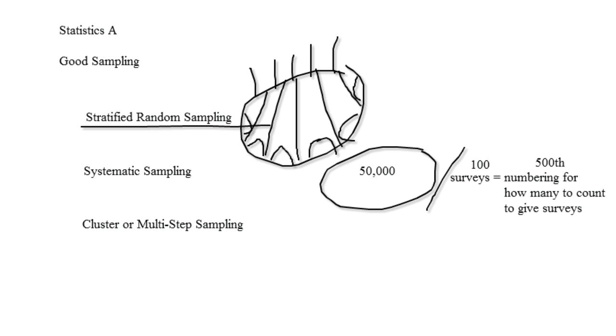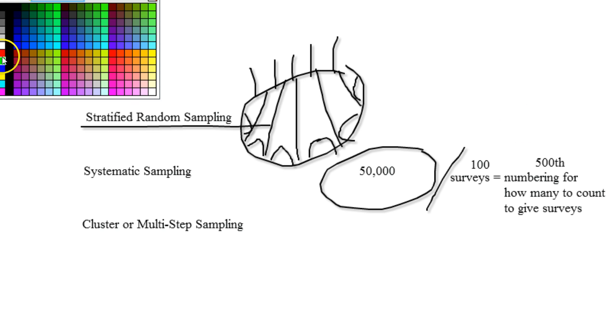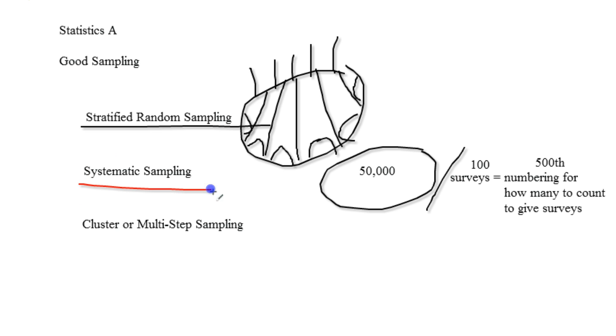Now that's when you have a list of names. If you do not have a list of names, systematic is not going to be the way to go. So it needs a list of names. Just as simple as that.